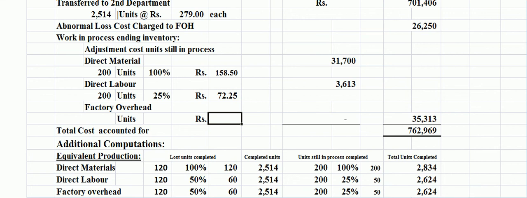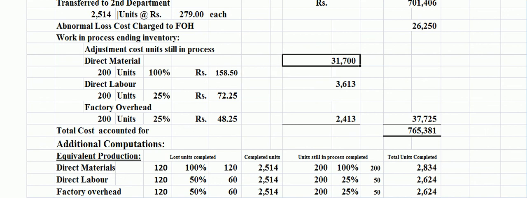Now students, same as factory overhead, 200 units are still in process. Degree of completion is 25% and the cost is K51. These are the costs of units still in process. Now we add these costs here. The summation amount is 37,725 rupees.